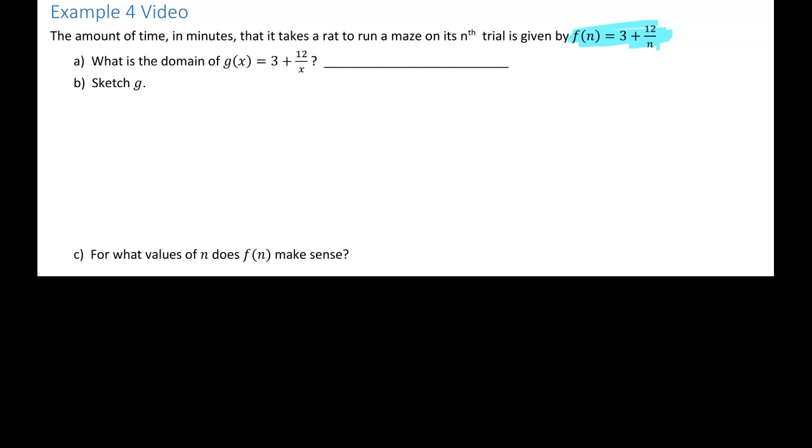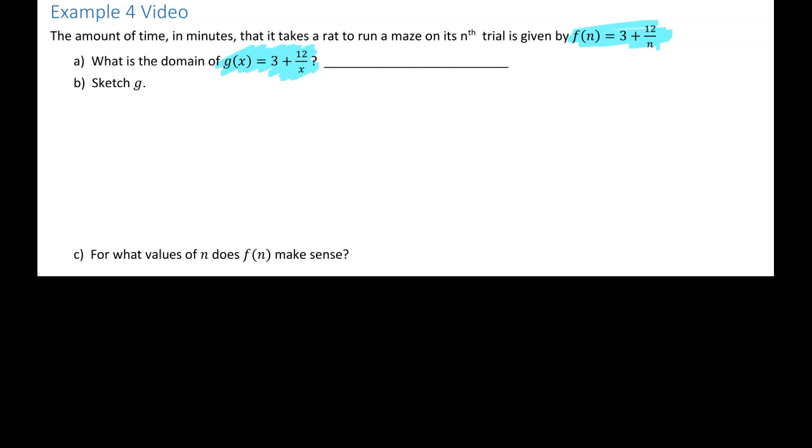And this function inputs the number of trials a rat has run through a maze and outputs the amount of time in minutes that it takes the rat to complete the maze. So inputs which trial it is, outputs how long it takes. Okay, and I have two things going on. I named it f of n up above, and then I have basically the same formula, but I've just changed the name of the function to g and the variable to x.